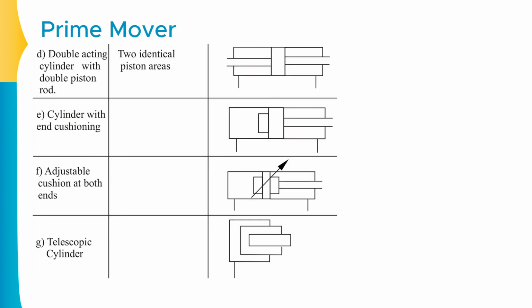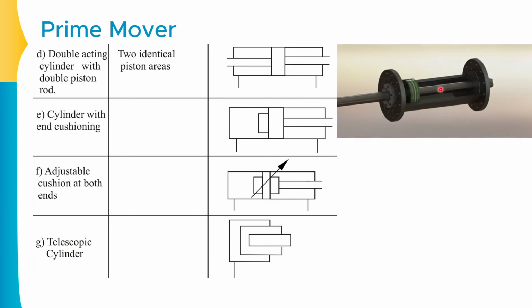Now let us check out the next category, the double acting cylinder with the double piston rods. Now what do you understand by double piston rods? Double piston rods are basically nothing. One piston is available and at both the sides we will be having the piston rods. Let me just show you the animation so you will be able to understand it in a similar way.